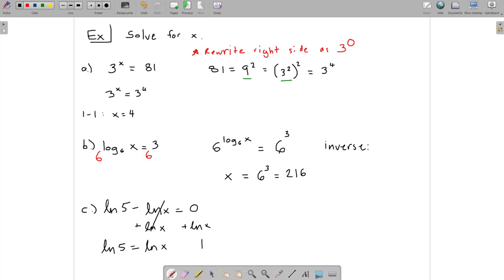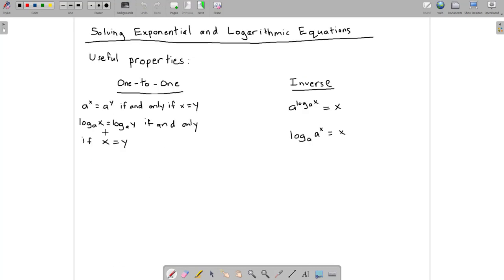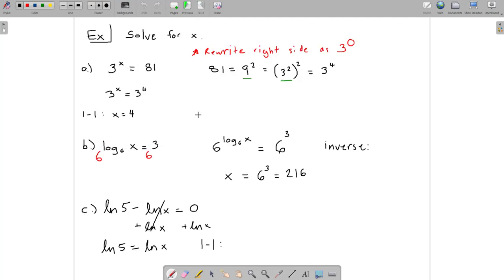So again, we can apply the one-to-one property again, because log base a of x equals log base a of y if and only if x equals y. And remember that natural log is just log base e. So we can see that these arguments, this 5 and this x, have to be the same by the one-to-one property. So here x equals 5.